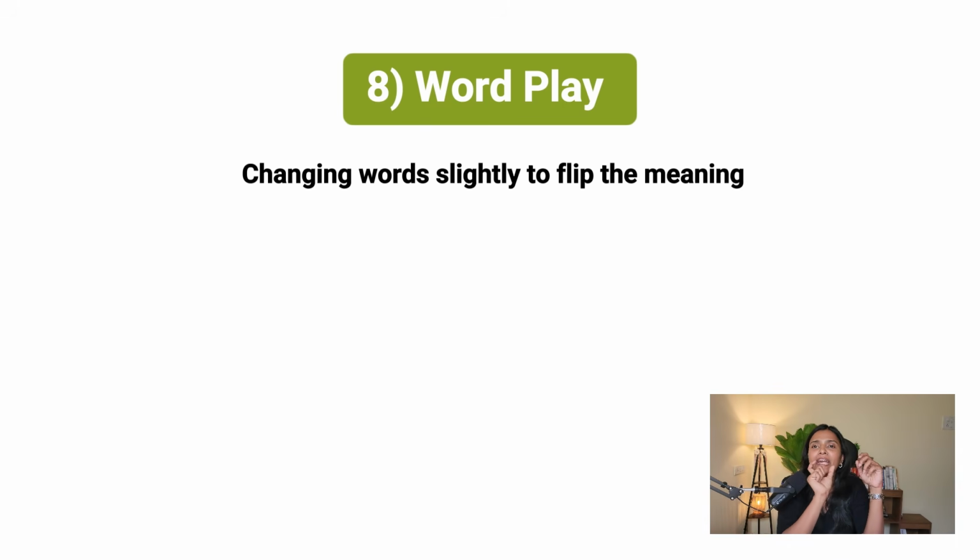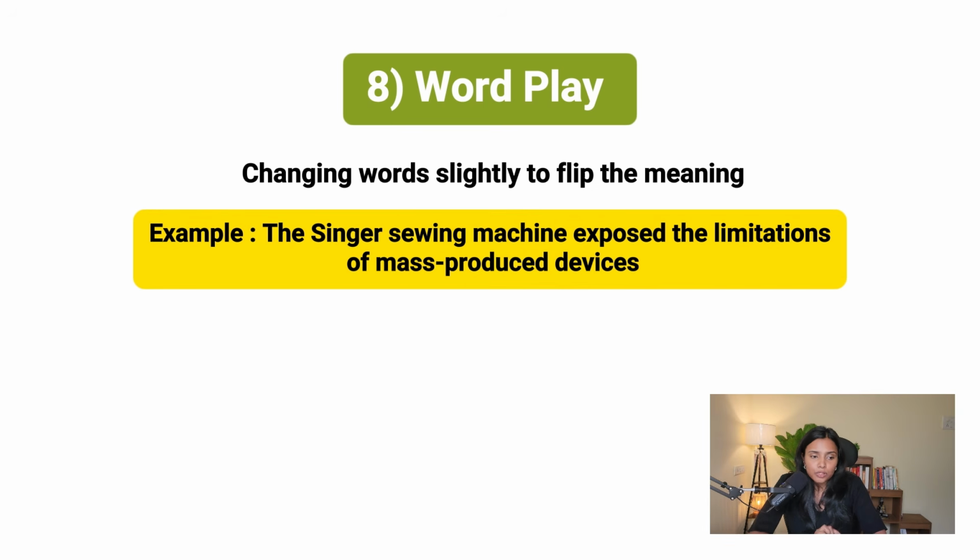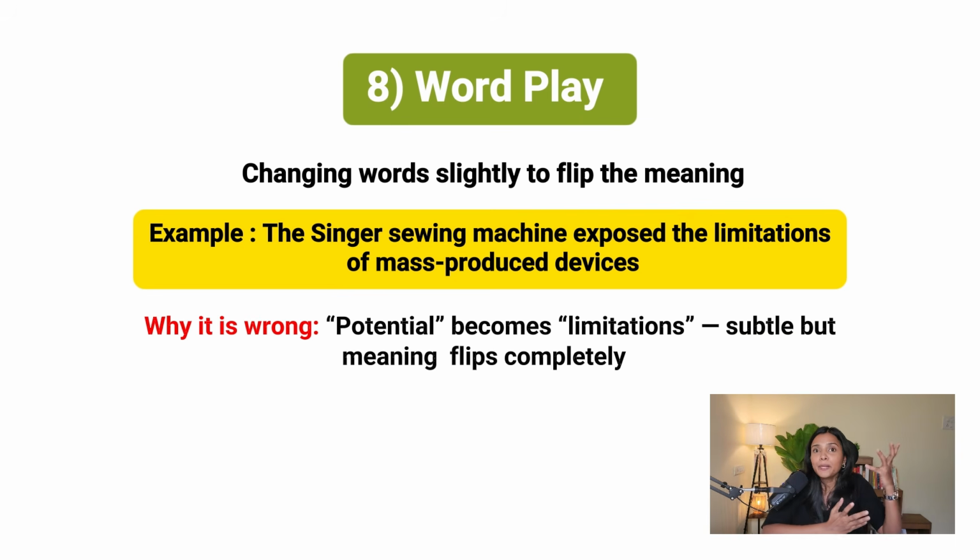So there is just a slight change in one word which completely changes the meaning. For example, the word compliment, that means praising someone. But then there's the other word complement, just a change of one alphabet, and that completely changes to something that enhances something else. That's the meaning of complement. Example, the Singer sewing machine exposed the limitations of mass-produced devices. Now the wordplay is the word limitations. The author meant potential. The author was talking about the potential of mass-produced devices, not limitations.